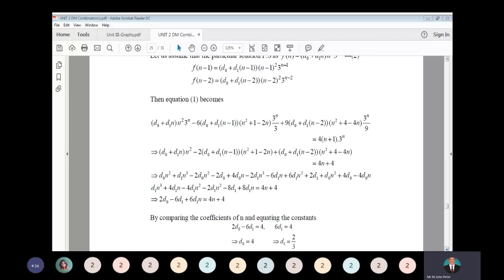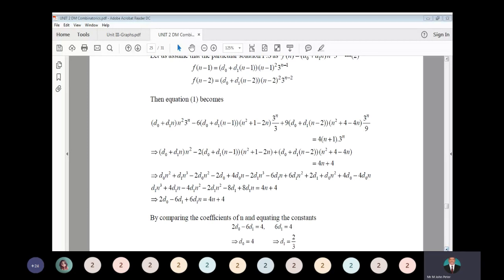That is (d0 + d1 n) into n square. Then minus 2. I mean, both sides, they have eliminated 3 power n commonly. So minus 2 into (d0 + d1 (n minus 1)) into (n square plus 1 minus 2n). So 3 power n, that value is simplified. In the second term, 3 power n is common and eliminated. That denominator 3 simplified with the 6, they put as a 2.